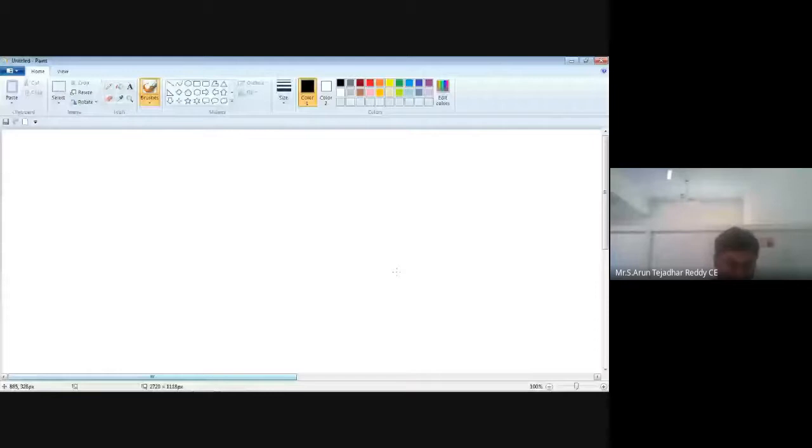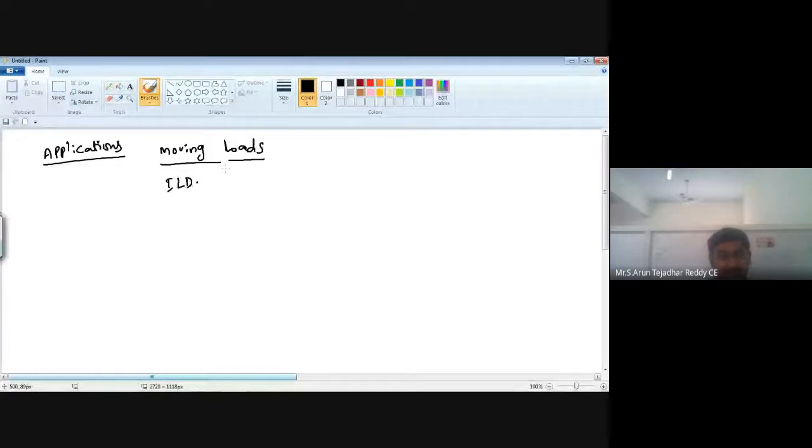Here, the applications are very, very important in the ILD. See, where can you see your moving loads? Can anyone tell me the answer? Due to this load only, we can draw the influence line diagram. That is called the ILD, influence line diagram.